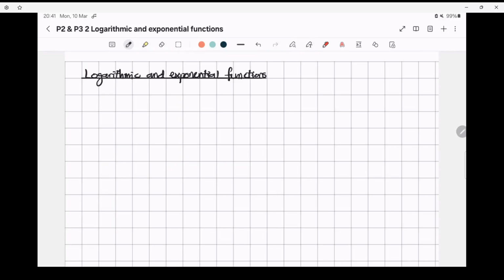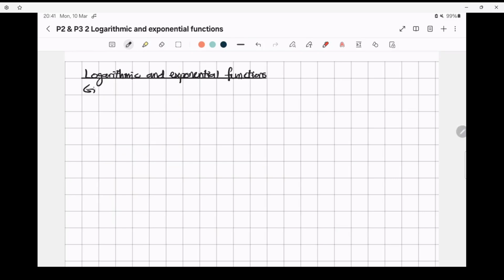Hi, welcome back. So today we'll look into the second chapter of P2 and P3 on logarithmic and exponential functions. In this particular video, we will focus just on logarithmic functions. First of all, let's look at the definition of logarithm.